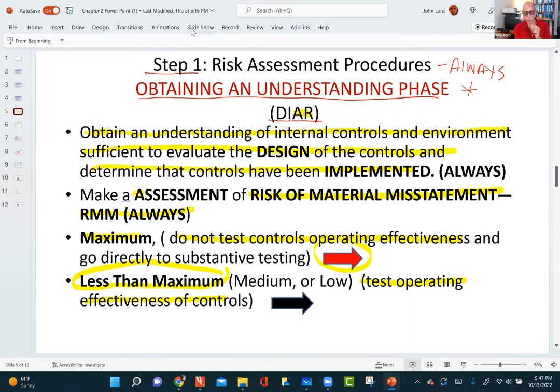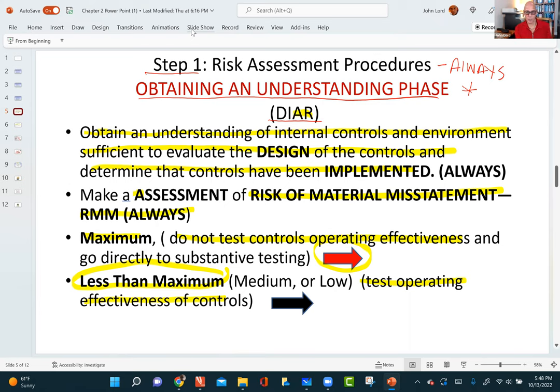So what happens when we do our risk assessment procedures? We can consider that step one in our overall assessment of risk. Risk assessment procedures can also be called the obtaining an understanding phase. We need to understand some key words here that I have bolded: during the risk assessment procedures, we obtain an understanding of the entity, including its environment and its internal control, sufficient to allow us to evaluate the design of the control and whether the control is being implemented. Design means, is the control even capable of detecting or preventing the misstatement? Implementation means, is it being used?